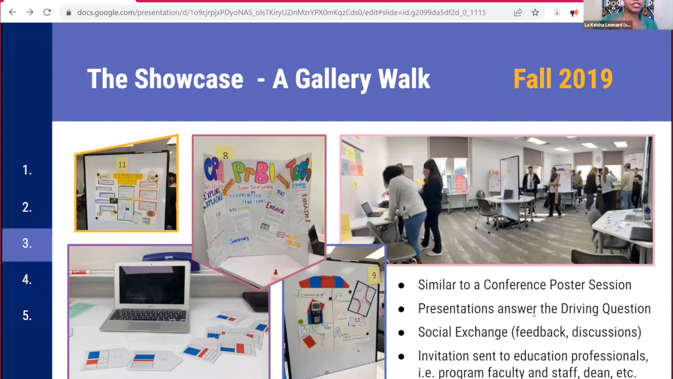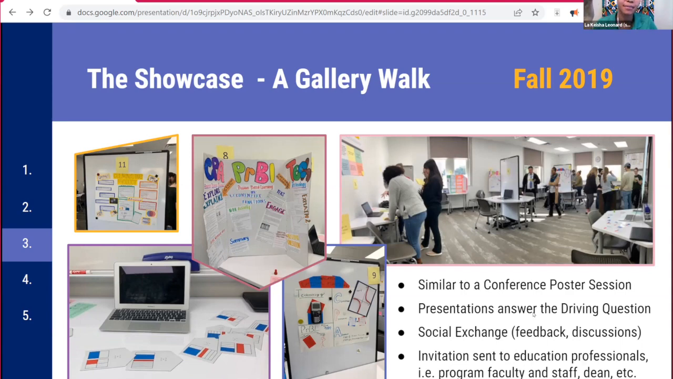Okay, so as far as the showcase, when they get to the end of the semester, we actually do a gallery walk. And these are some pictures that one of my colleagues took. Thank God she took them, because I was like, I don't want to do that. I don't want to be weird. I want to be a mom. But I'm glad she did, because here we are.